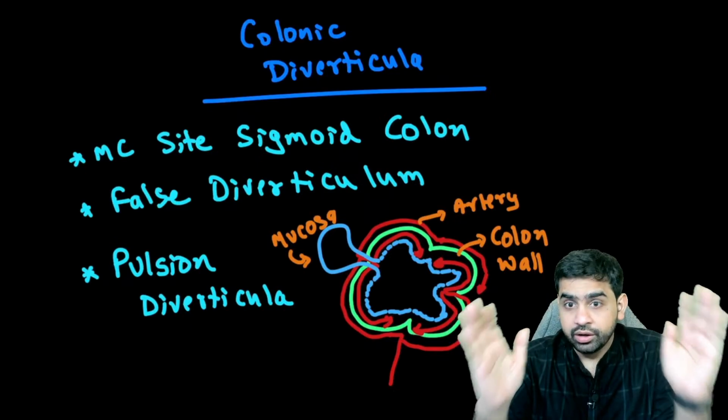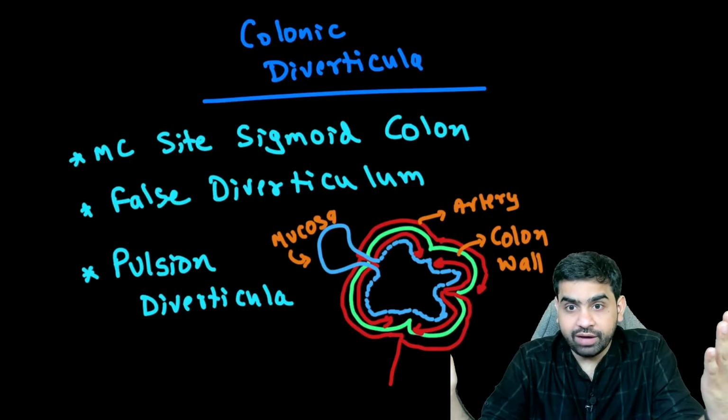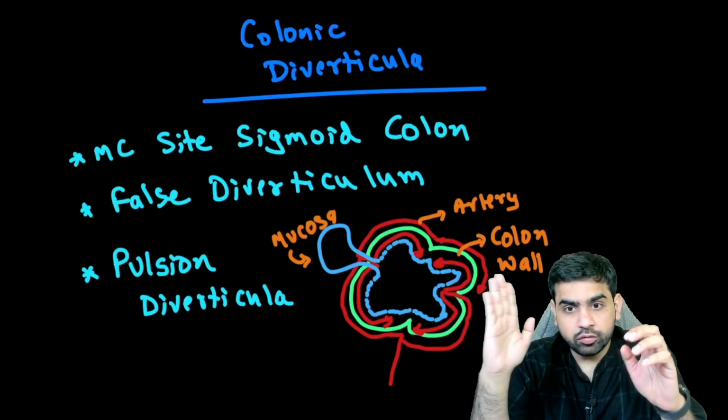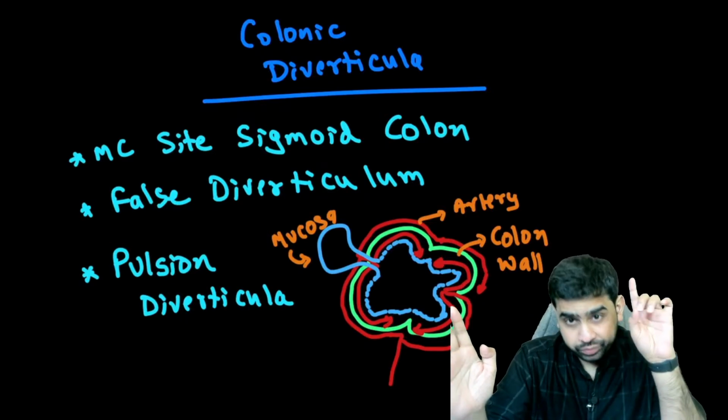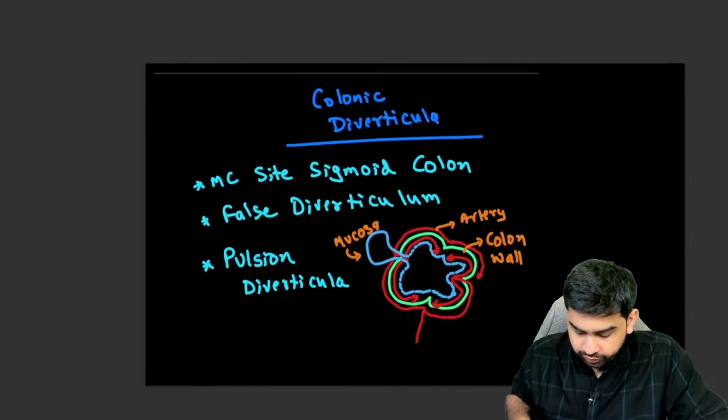Now, overall, are diverticula more common on the right side of the colon or the left side? They're more common on the left side. But if the diverticulum is on the right side of the colon, the chances of bleeding are more. Overall, the sigmoid colon is the most common site of diverticula. I hope you have understood this point, guys.